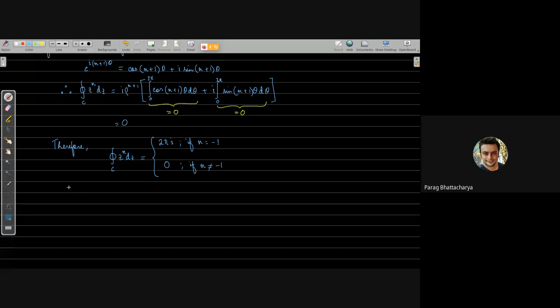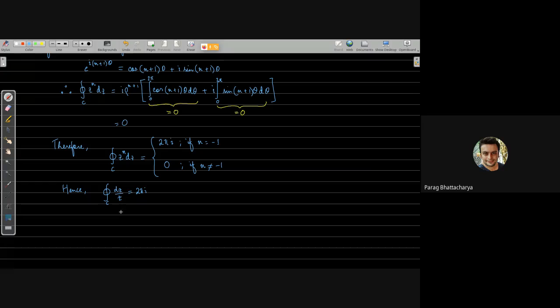Okay. Hence, if it is minus 1, we get this very useful result. The closed loop integral of dz by z is always equal to twice pi I. It is always a constant. It's always equal to twice pi I.